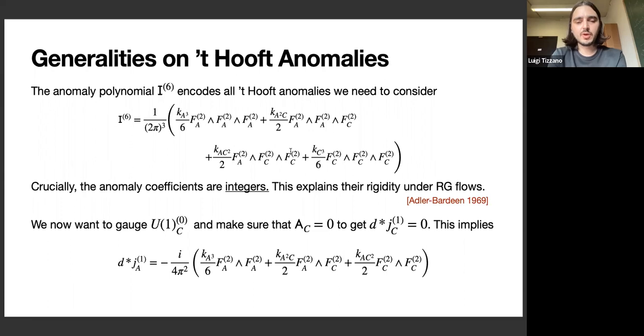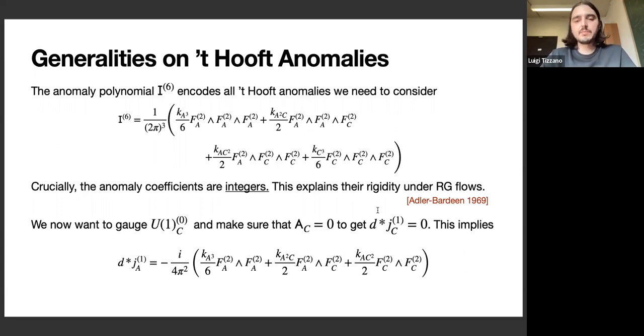Now, to understand better what I'm going to do next, the next step is that I want to gauge the symmetry U(1)_C, okay? And in order to be able to gauge this symmetry U(1)_C, I have to make sure that the anomaly functional that will be present in the current for the symmetry C is actually set to 0 in order for me to have a conserved current.